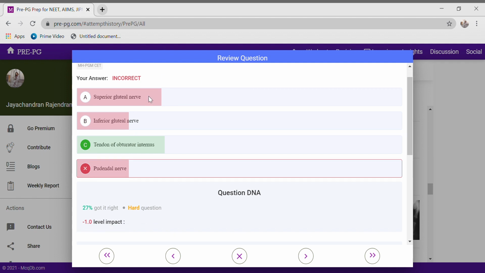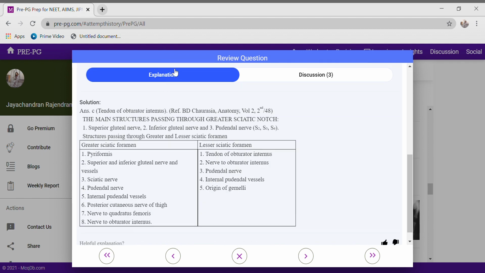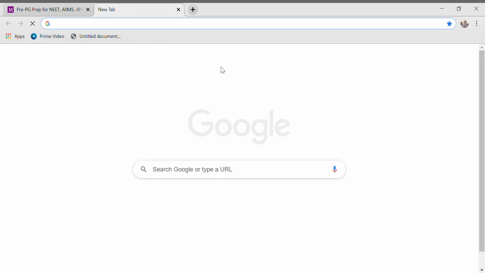Greater aortic notch and lesser aortic foramen. You can call it notch or foramen, both are the same. So what are the structures passing through the greater aortic foramen? What are those in the lesser aortic foramen? If you can remember this, you can remember both, but instead of confusing it, you can make it very simple. I'll give you a way for this.